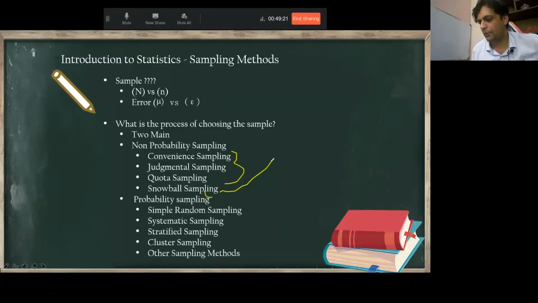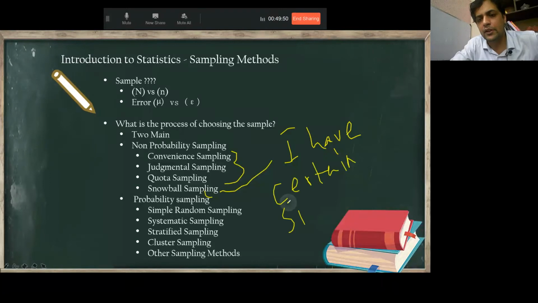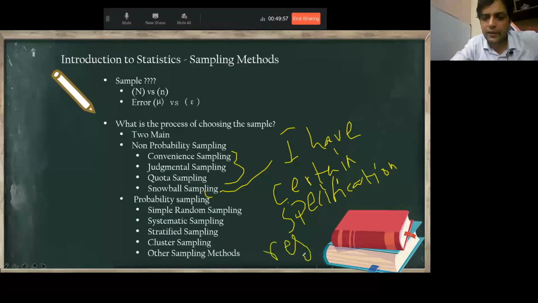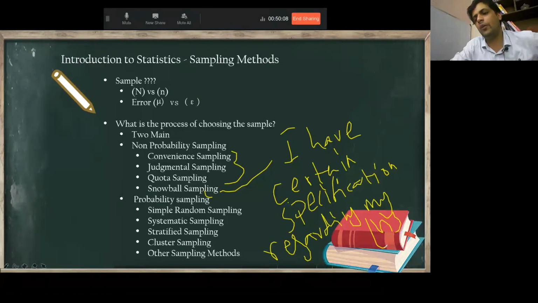For example, after observing the initial subject, let's say I'm looking for someone who is a foreigner, can speak Chinese, and is a good chef, right? Then it's really hard to find such people. When I have certain specifications regarding my sample, then I use this kind of snowball sampling. We will have a look after the break, and then we will go for probability sampling.